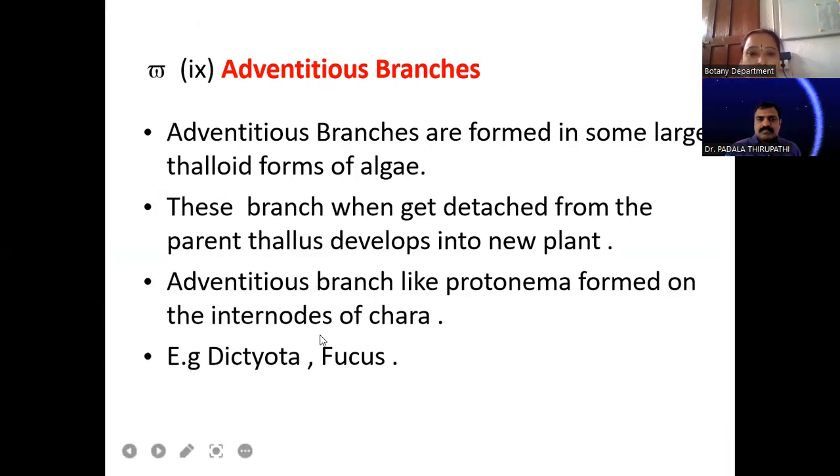The best examples are Dictyota and Fucus also, but at the degree level you can answer Chara as the best example. Dictyota and Fucus you can study at the PG level, but you can learn these two examples by heart also.